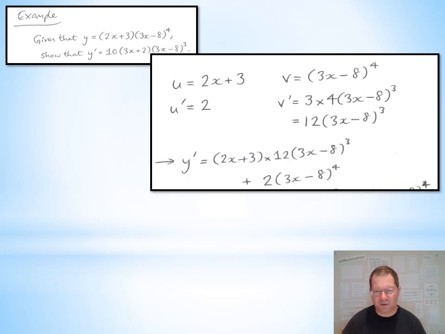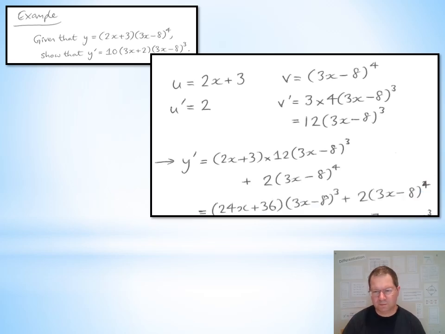And then we can substitute those things into the product rule. So uv dash is going to be 2x plus 3 times 12 lots of 3x minus 8 cubed, and vu dash will be 2 lots of 3x minus 8 to the power of 4. Now that would normally be acceptable as an answer, but we've been asked to show that dy by dx is something specific. So the first thing I'm going to do is to times the 2x plus 3 by 12.